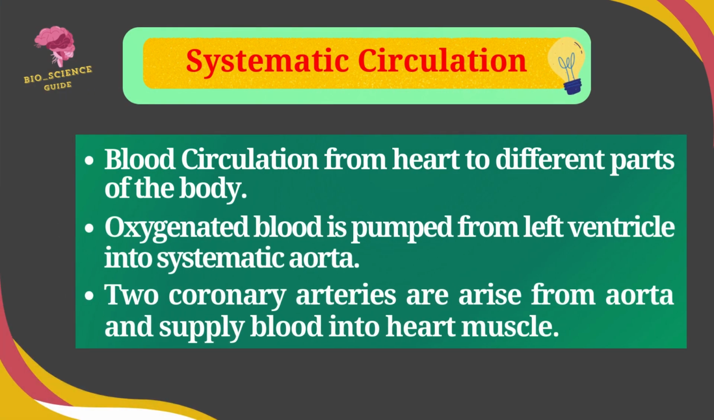Systemic blood circulation is the circulation of blood from the heart to the different parts of the body. In this circulation, the oxygenated blood is pumped from the left ventricle into the systemic aorta and carried into the different organs or body parts. The two coronary arteries arise from the aorta, and they supply blood to the heart muscles.